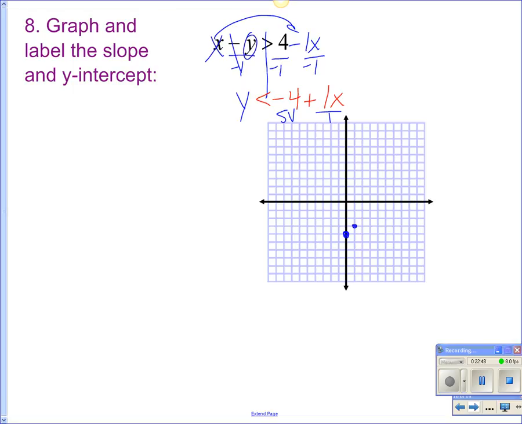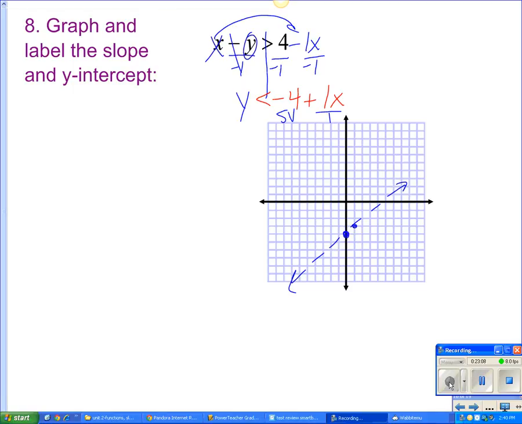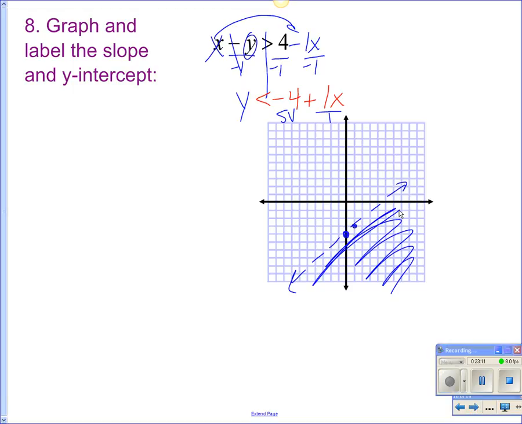Don't forget on this one, it's not a solid line. It's dotted because there's no line underneath to equal it. So how do you figure out the shading? Less than, you shade below. Okay, so less than you shade below and more than you shade above. Same shading rules. It's just a solid line.